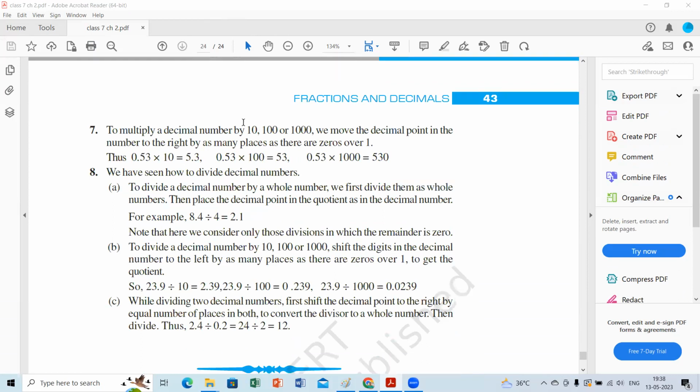Okay, ma'am. Seventh one. To multiply a decimal number by 10, 100 or 1000, we move the decimal point in the number to the right by as many places as there are zeros over 1. Thus, 0.53 into 10 equals 5.3. 0.53 into 100 equals 53. And the next one, 0.53 into 1000 equals 530. Very good.